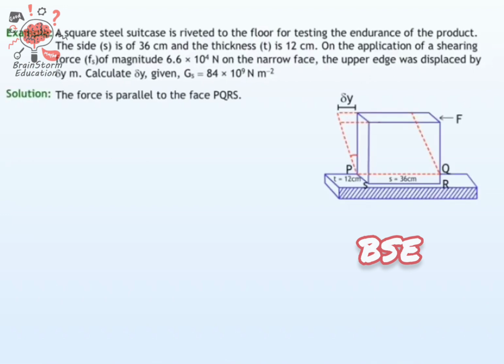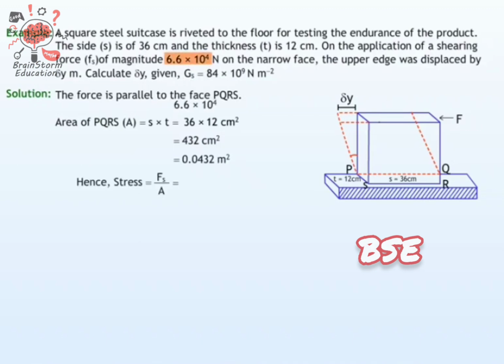Solution. The force is parallel to the face PQRS. Area of PQRS, A equals S into T equals 36 into 12 centimeters square equals 432 centimeters square equals 0.0432 meters square. Hence, stress equals Fs by A equals 6.6 into 10 raised to 4 by 0.0432 newtons per square meter equals 1.52 into 10 raised to 6 newtons per square meter.